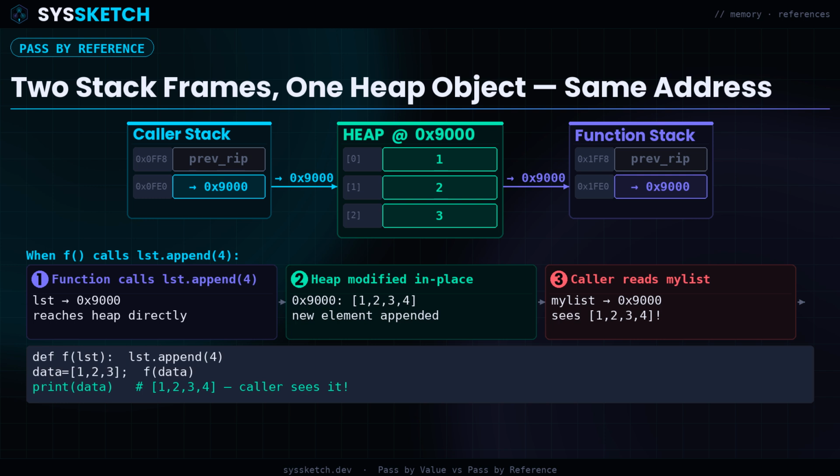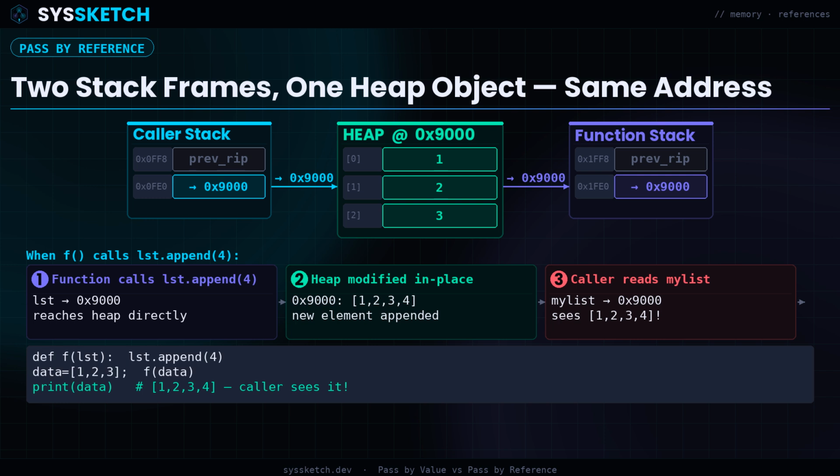This is why mutations propagate. When the function calls lst.append(4), it reaches through the pointer and modifies the heap object directly. The caller's mylist sees that change because mylist and lst are two names for the same object. This is not a bug in Python. It is the design. The pointer itself is passed by value, but the thing the pointer points at is shared.